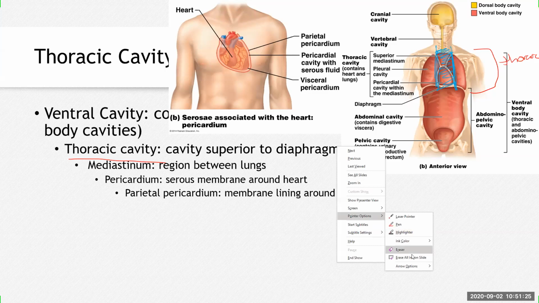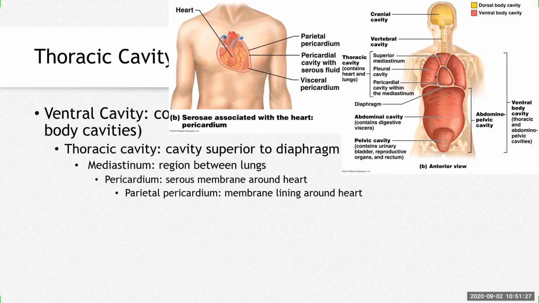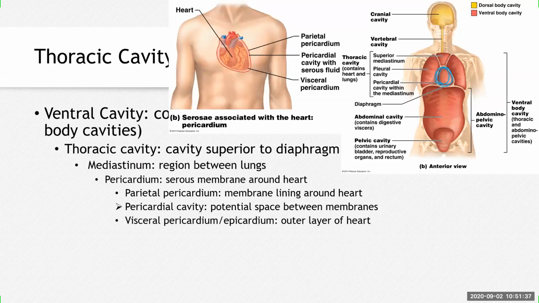Pericardium, like we said, means around the heart. So the pericardium is located over here, right? We have the parietal pericardium, which lines the walls of the heart. And then we have a cavity that is in between the visceral and parietal pericardium. The visceral pericardium is the outer layer of the heart.